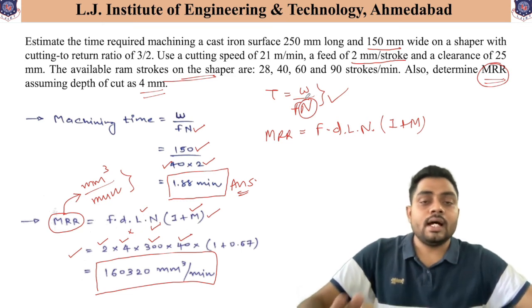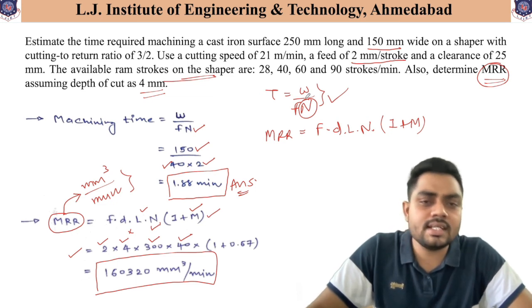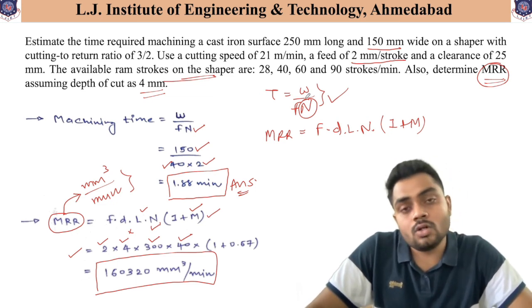So I hope now you have the complete clarity how to solve the numericals given for the case of the shaper machine, and this same method is applicable for the slotter machine also.